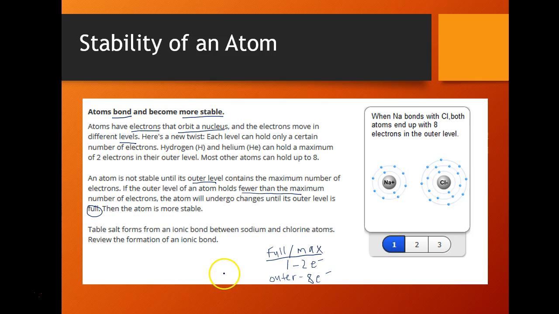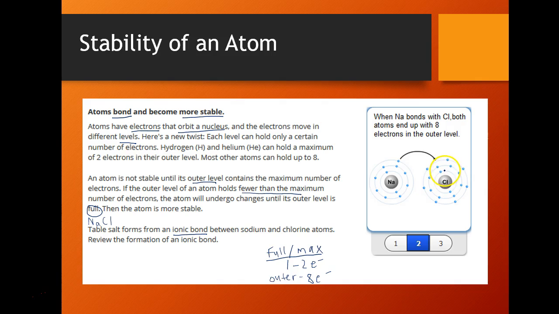So table salt, which is sodium chloride, forms from an ionic bond. Remember, that's a bond where we're either giving or losing electrons between sodium and chlorine atoms. So if we look right here, we see that sodium bonds with chloride, and at the end of it, both atoms have 8 electrons in their outer level. You can count them right here and also right here.